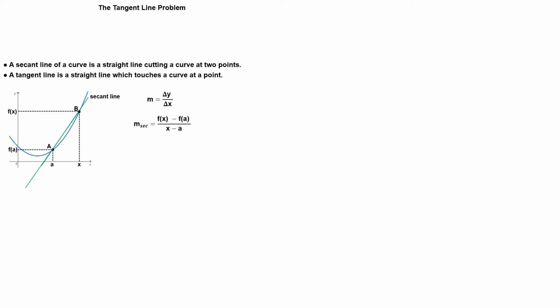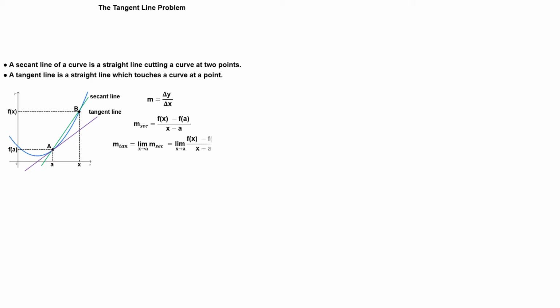Now, suppose we want to find the slope of the tangent line at some specific point on the curve. Suppose we want to find the slope of the tangent line at point A. If we let the point B move along the curve, the slope of the secant line changes. So, if point B approaches point A along the curve, the corresponding secant line rotates about point A, and we expect the secant line to approach the tangent line. Therefore, the slope of the tangent line is the limit of the slope of the secant line as x approaches a.